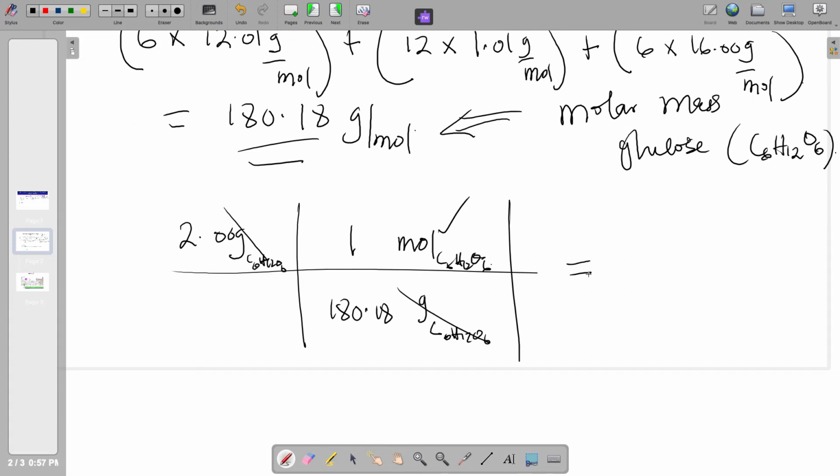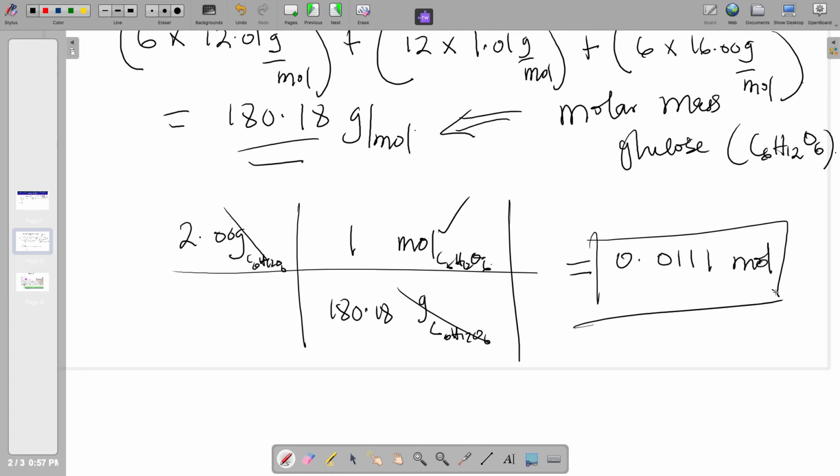So the grams cancel out, and we just have moles. We multiply the 2 by 1 and divide it by 180.18. Once we do that, our answer is going to be 0.0111 moles. Okay. So remember, we don't want to end here. We want to still continue all the way to molecules, but this is our answer for our moles.